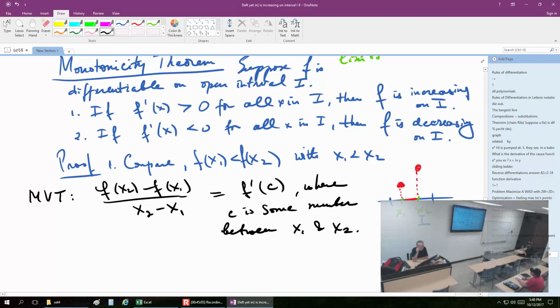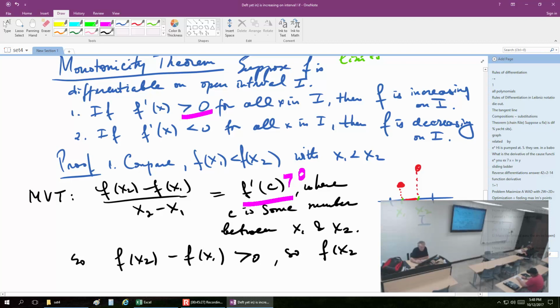And that pretty much does it, because the assumption is that the derivative of the function was positive. So this one is positive, and then we're done. So f of x2 minus f of x1 is larger than 0. So f of x2 is larger than f of x1, and we have our picture.